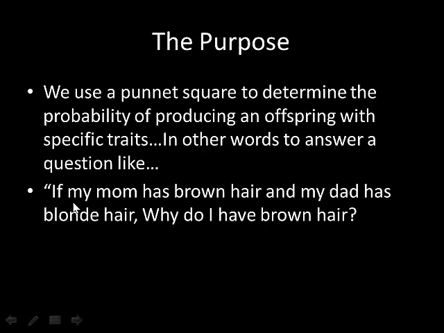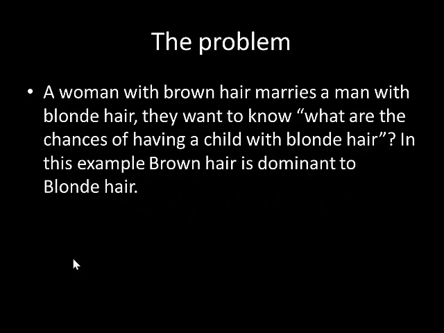So the purpose: we use a Punnett square to determine the probability of producing an offspring with specific traits. In other words, to answer questions like, if my mom has brown hair and my dad has blonde hair, why do I have brown hair? Those are the kind of questions that we're trying to answer by using Punnett squares.